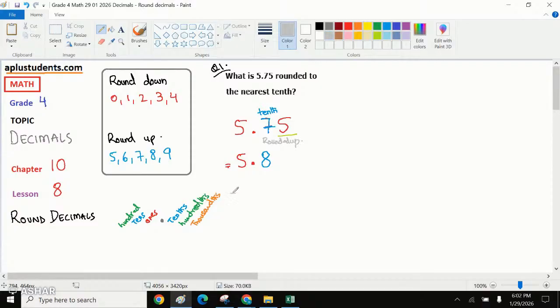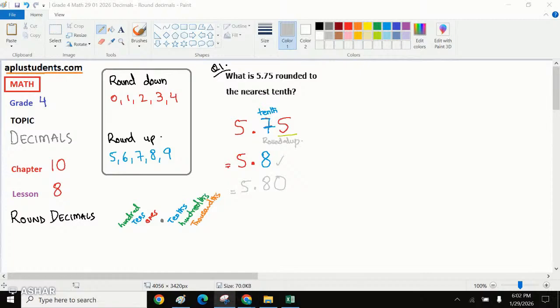Or you can write 5.80, which is also correct. But the preferable one is 5.8. Either of them would be correct. Thank you, May. Let's go to the next question.